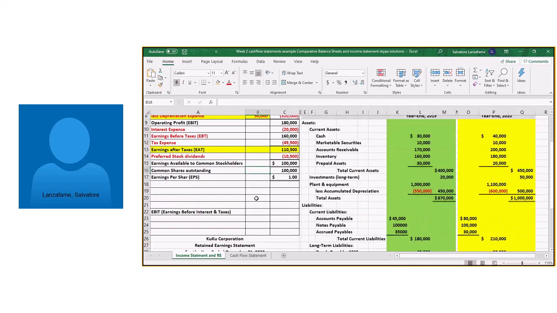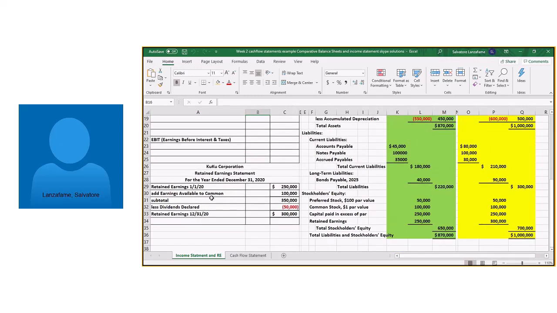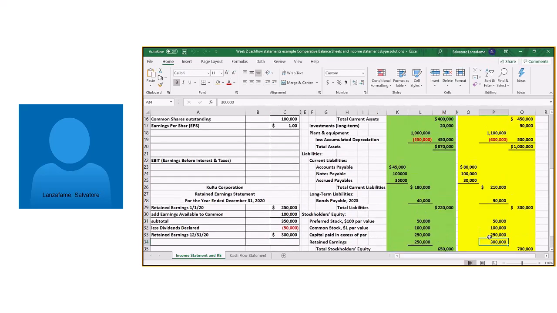those two that I have in yellow are critical. If I scroll down a little bit, you see your retained earnings statement. Started with 250, we added our net income, went up to 350, took out the dividends, and we ended up with 300. That 300 is what ends up in the balance sheet representing retained earnings.